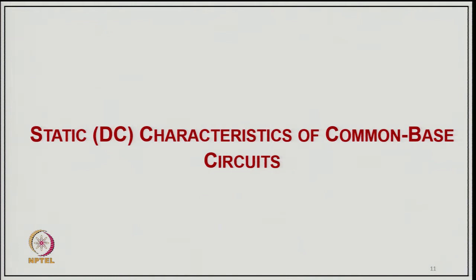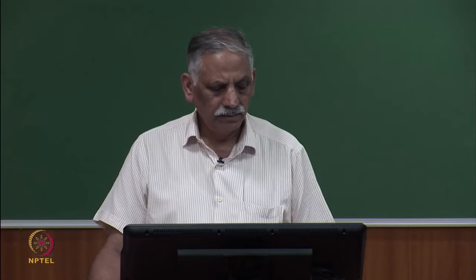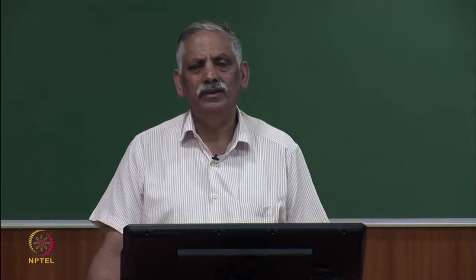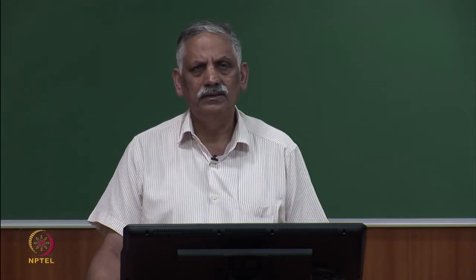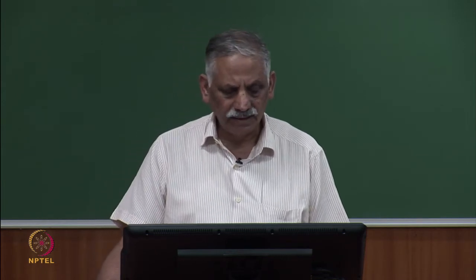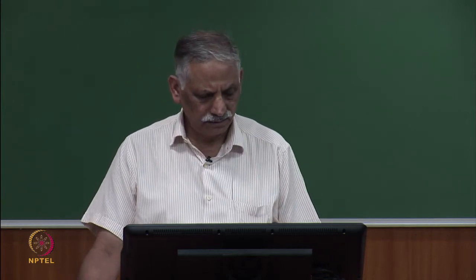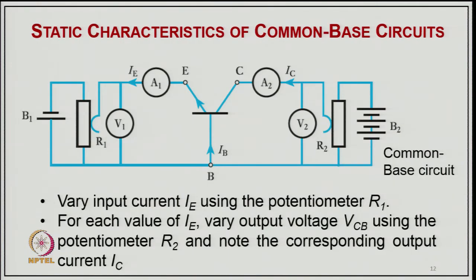Now coming to the static DC circuit of a common base circuit. Static means a DC circuit, because it is a constant signal, maybe of different magnitude, but constant, compared to the dynamic AC circuit with AC equivalent signals. Here is a typical circuit for getting the characteristics of this common base transistor circuit.